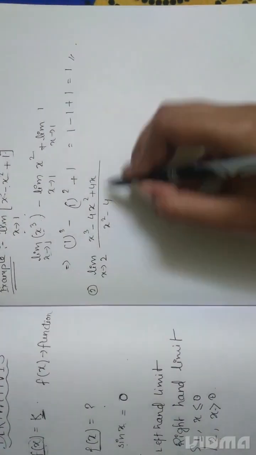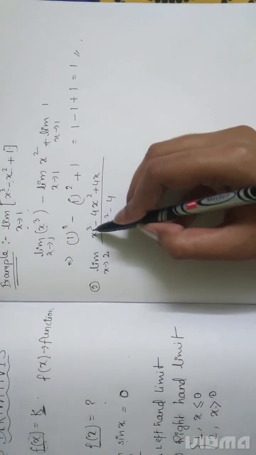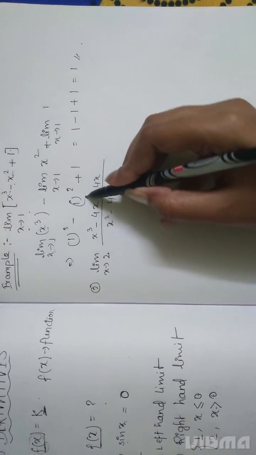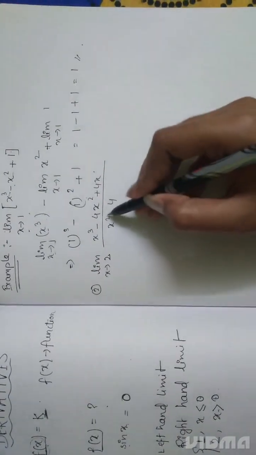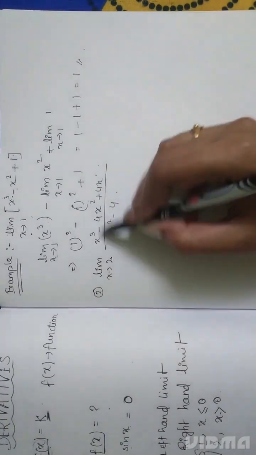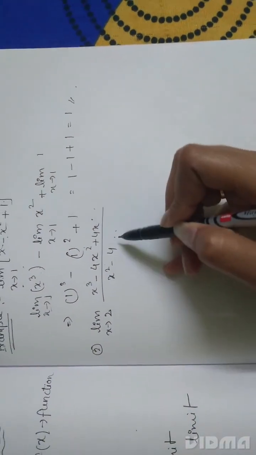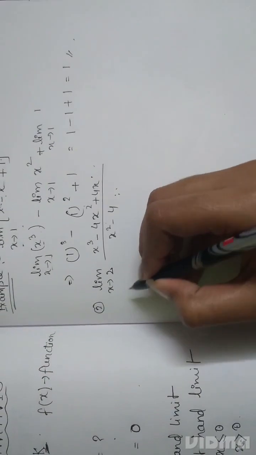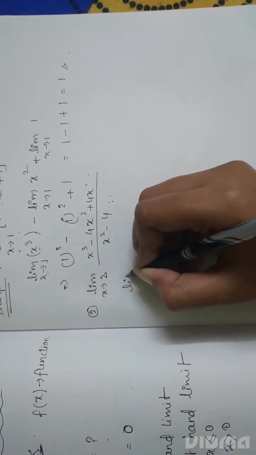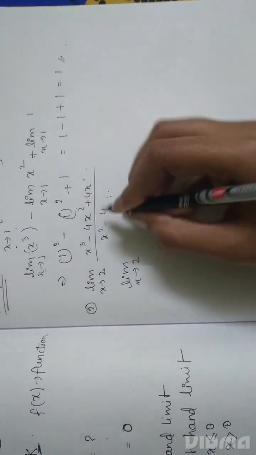Let us solve one another example. Limit x tends to 2, x cube minus 4x square plus 4x by x square minus 4. Now don't take it as limit of this by limit of this. Let us solve it in some another way. Limit x tends to 2.